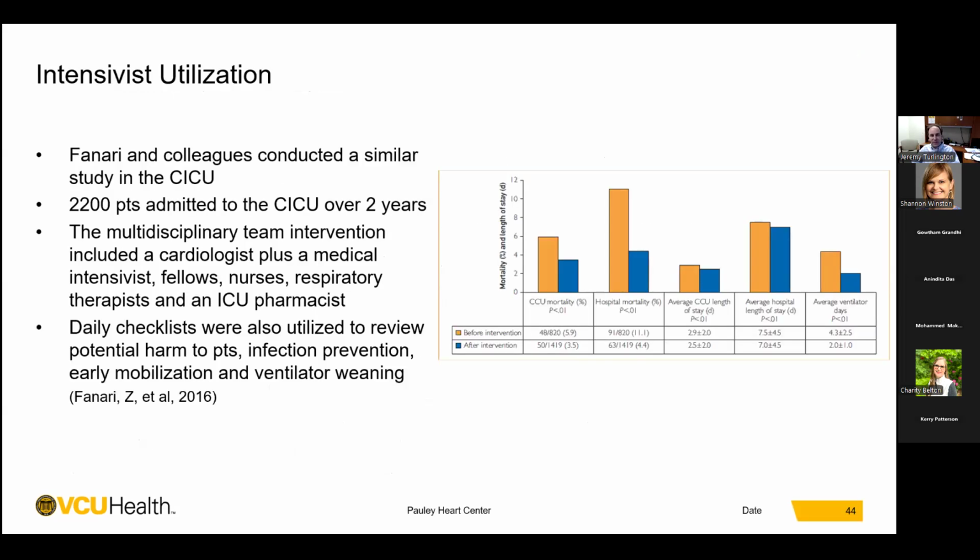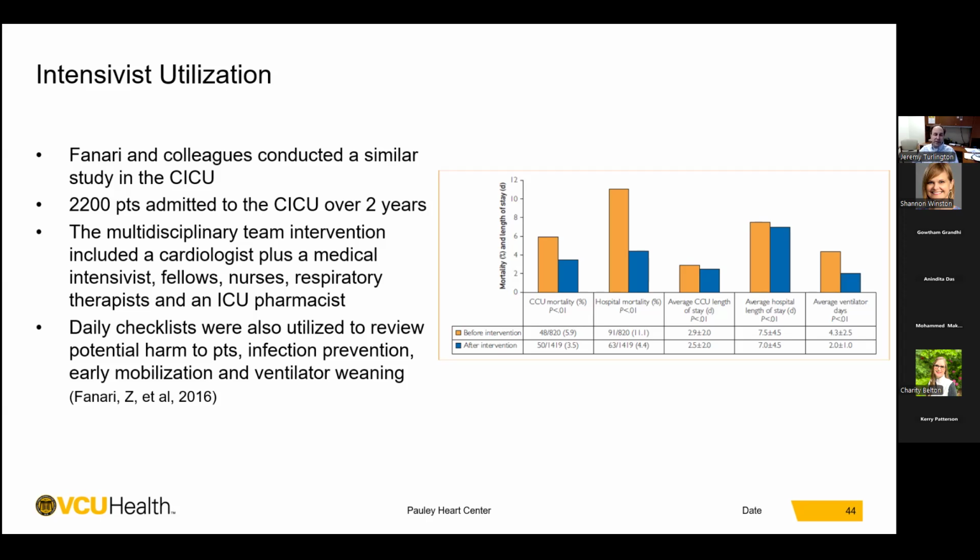Venari also did something similar, but looking at just CICUs. 2,000 patients, 2 years. This multidisciplinary team looked at a cardiologist plus an intensivist. So the cardiologist was not necessarily trained in critical care. They had fellows, nurses, respiratory therapists, and a pharmacist. And they found that the CICU mortality, the hospital mortality, the length of stay, ventilator days, all were better in the patients with the multidisciplinary teams.